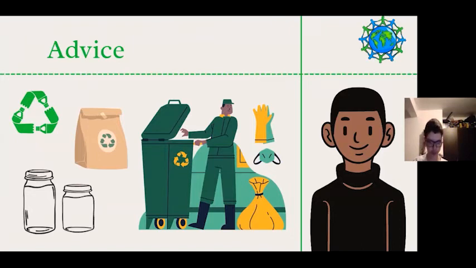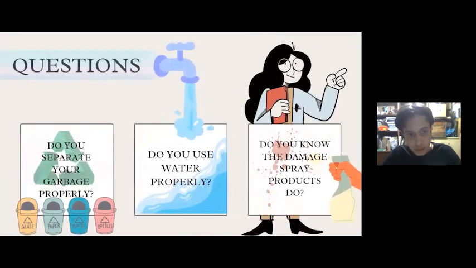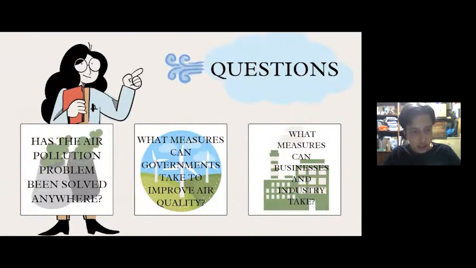The activities. The first question is, do you separate your garbage out properly? The second question is, do you use water properly? The third question is, do you know the damage spray products do? The fourth question, has the air pollution problem been solved anywhere? And the fifth question, what measures can governments take to improve air? And the sixth question is, what measures can business and industry take?